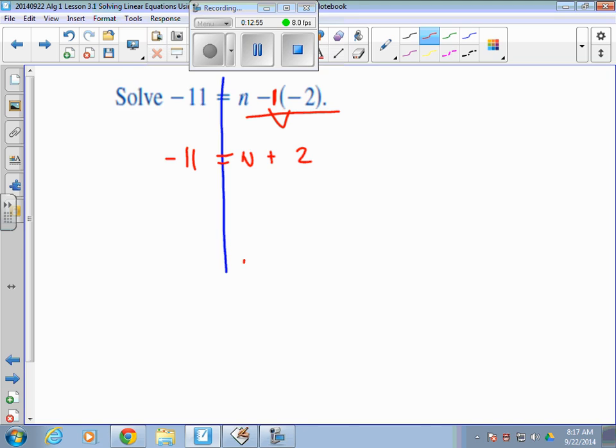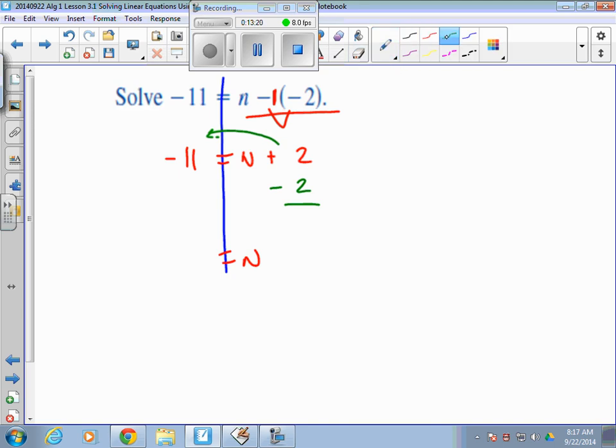We want at the end of this problem for it to say n equals all by itself. We don't quite have that. So we have to undo plus 2 right here. We want to undo it. We want to bring it over. In order to undo plus 2 or positive 2, you subtract 2. That's the inverse operation. Remember, addition undoes subtraction. Subtraction undoes addition. Don't try to think this is division.